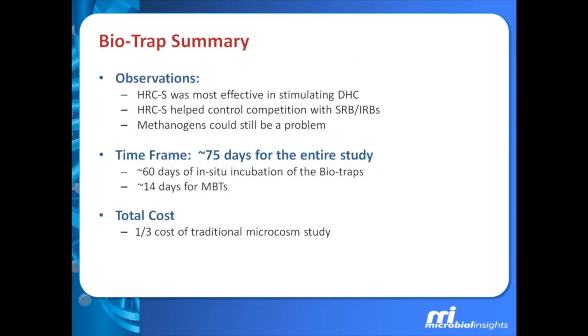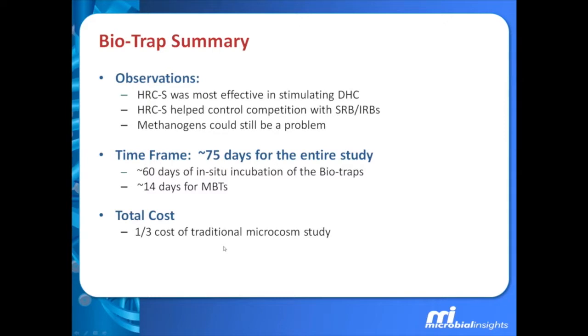So to summarize, HRCS was identified as the most effective at stimulating dihelicocoides. We did get some help in controlling SRBs with the HRCS, but methanogens can still be a problem. The entire study took about 75 days: 60 days of incubation and about 14 days of analysis. The cost was 1/3 of that of the traditional microcosm study.